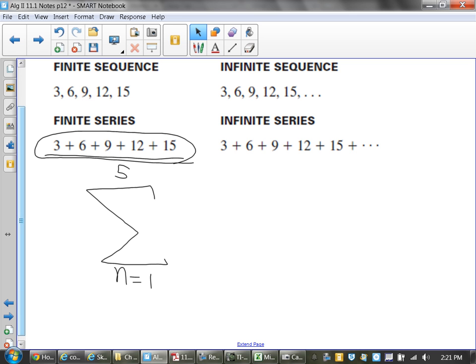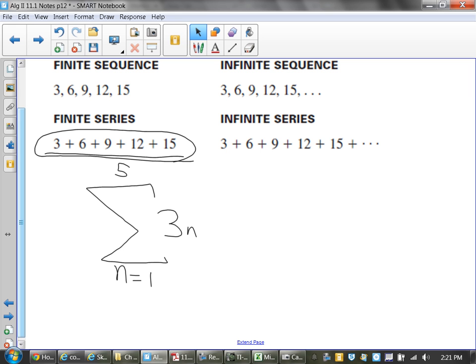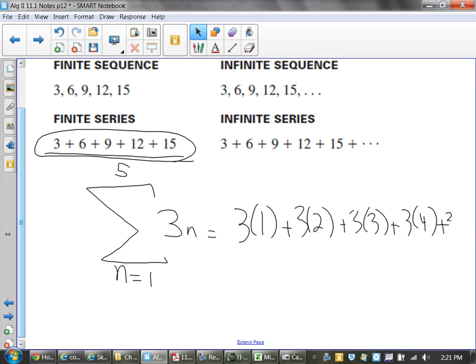What was the rule for that in terms of n? 3n. Which basically means the following. This is equivalent to 3 times 1 plus 3 times 2 plus 3 times 3. That's what that means. You're adding those terms together.